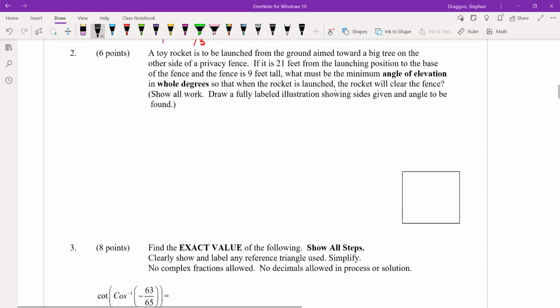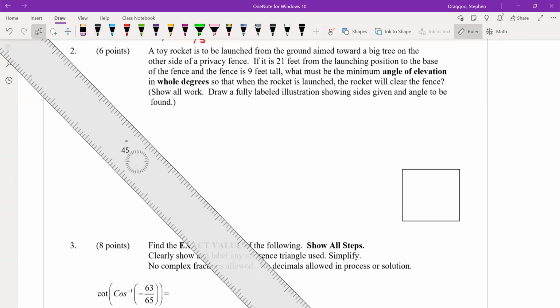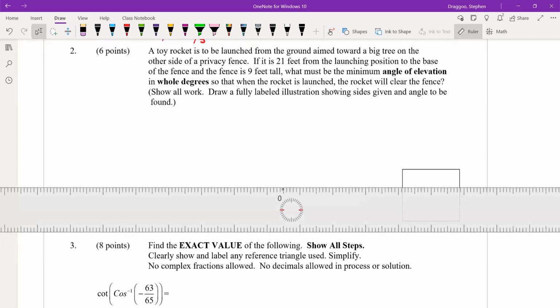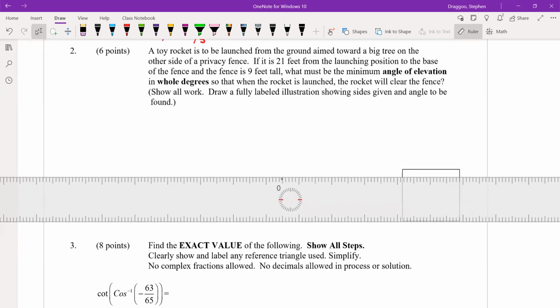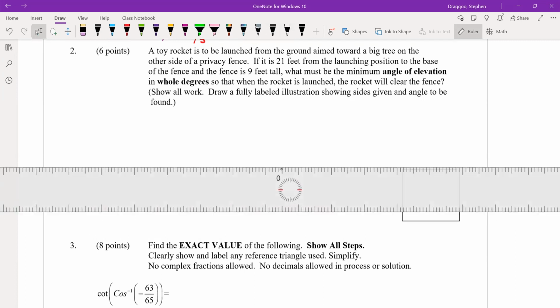Up next, we get a word problem. All right, so a toy rocket is going to be launched from the ground toward a big tree on the other side of a privacy fence. If it's 21 feet from the launching platform to the base of the fence, and the fence is 9 feet tall, what is the minimum angle of elevation in whole degrees so that when the rocket is launched, the rocket will clear the fence?